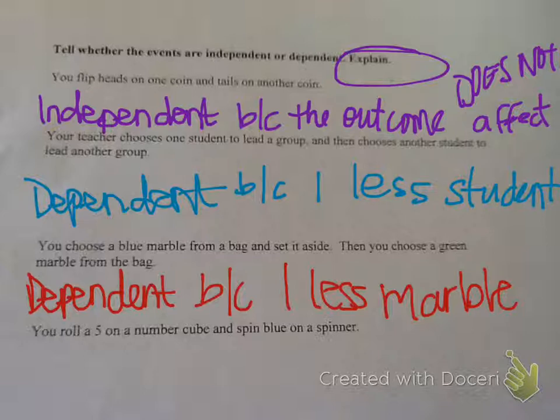And the last example, you roll a 5 on a number cube and spin blue on a spinner. So if you roll a number cube, would it have any effect on what you spin on the spinner? No, so that's independent, because a number cube does not affect the spinner. Alright, on to the next page.